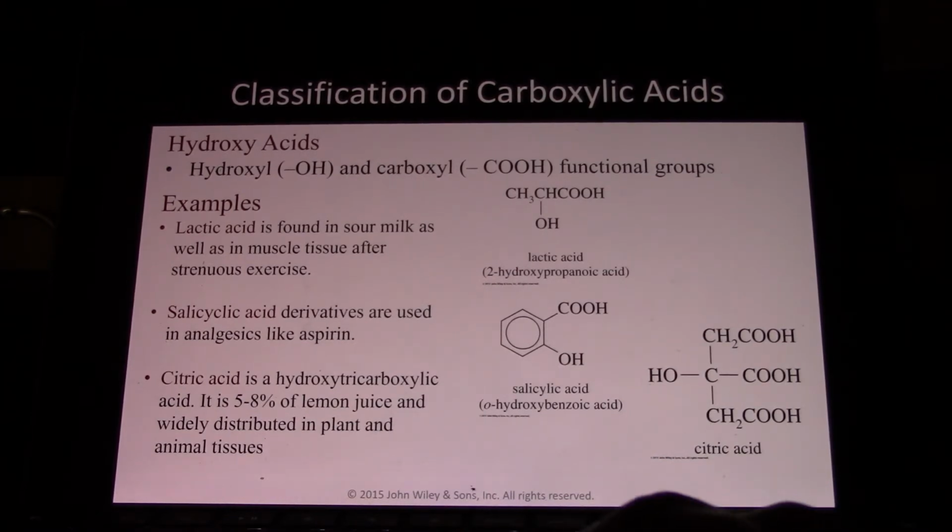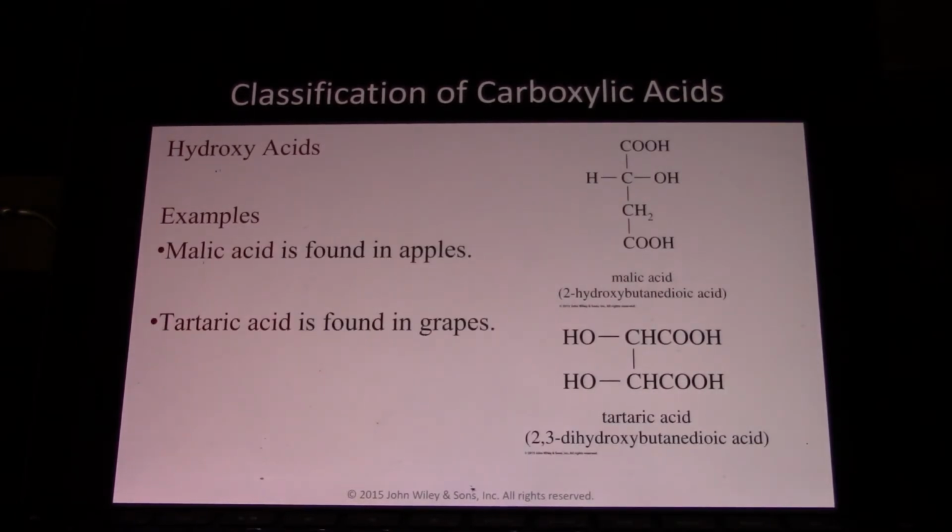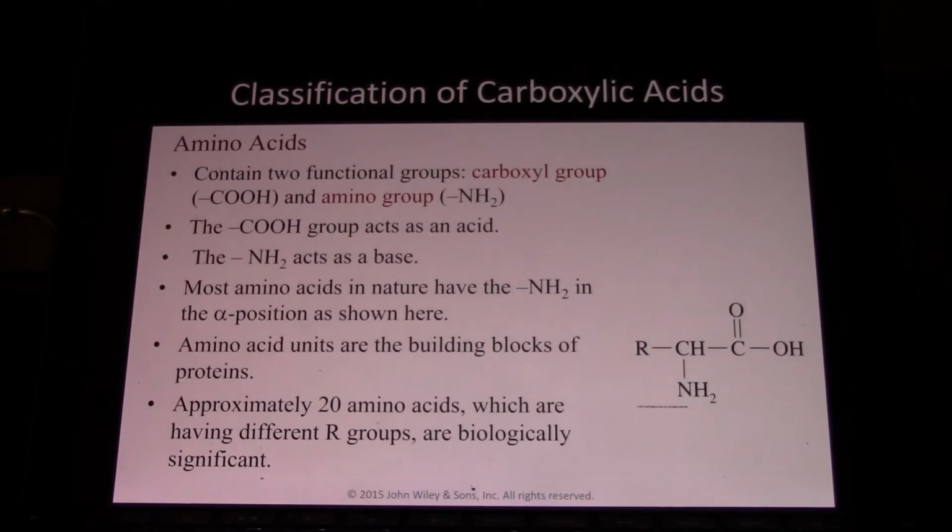And citric acid. Here we have our tricarboxylic acid, and you have a hydroxy group there at the alpha carbon. It's extremely common in citrus fruits, and it can make up 5 to 8% of lemon juice, which makes it very acidic. Here we have malic acid and tartaric acid, which is found in grapes and apples.